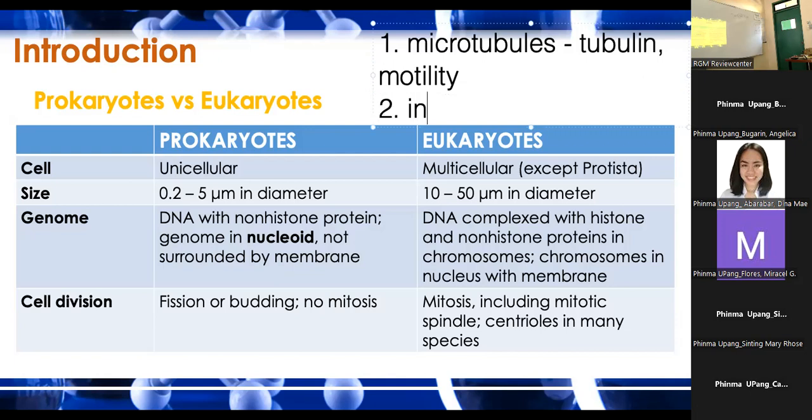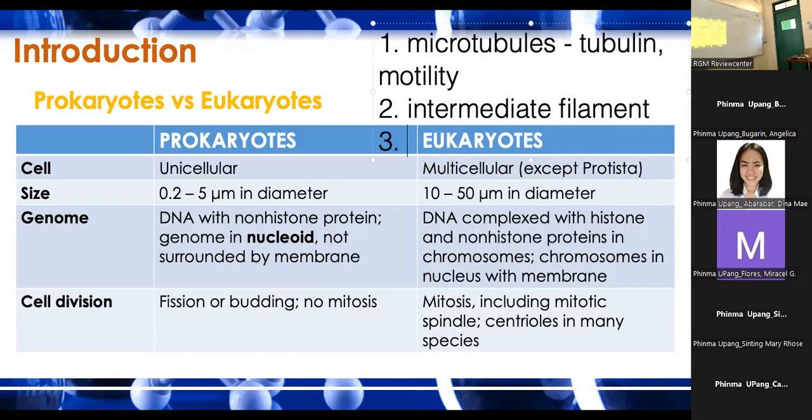Number two, you have your intermediate fibers or intermediate filament. The intermediate filament naman is used for the tensile strength of your cell, para hindi siya mag-liquefy, kumalas-kalas. So that's your intermediate filament.